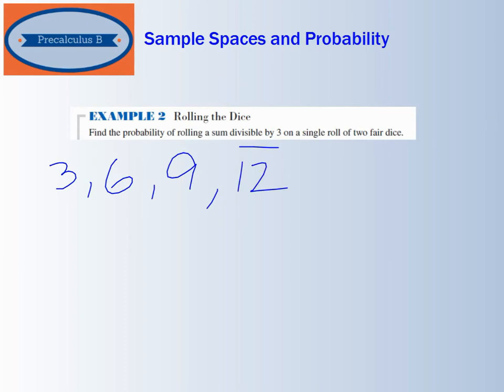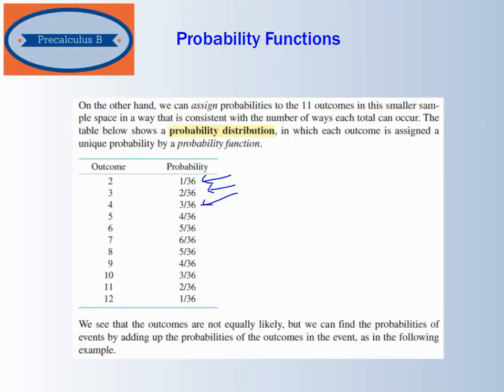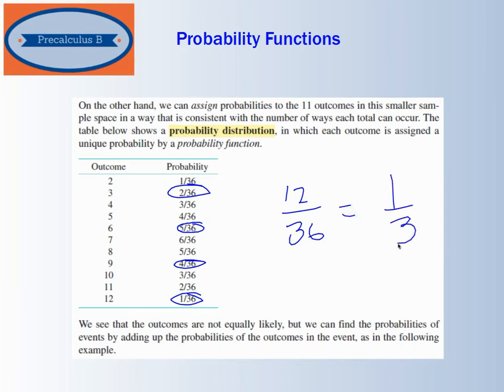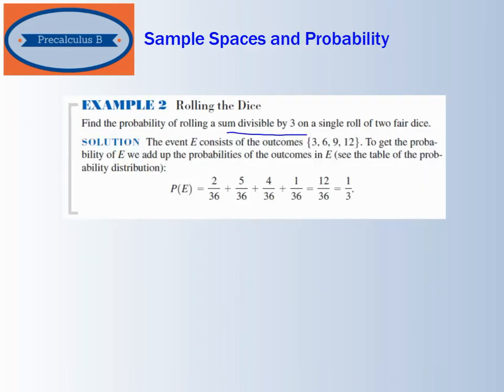So we can come back to this table and I can say, well, I want to take a look at the probability of rolling a 3, the probability of rolling a 6, 9, and a 12. All right, we had 2, 5, 4, and 1, which gives us 12 out of 36. All I did was add those probabilities together, which tells me I have a 1 out of 3 chance of rolling a sum that is divisible by 3.